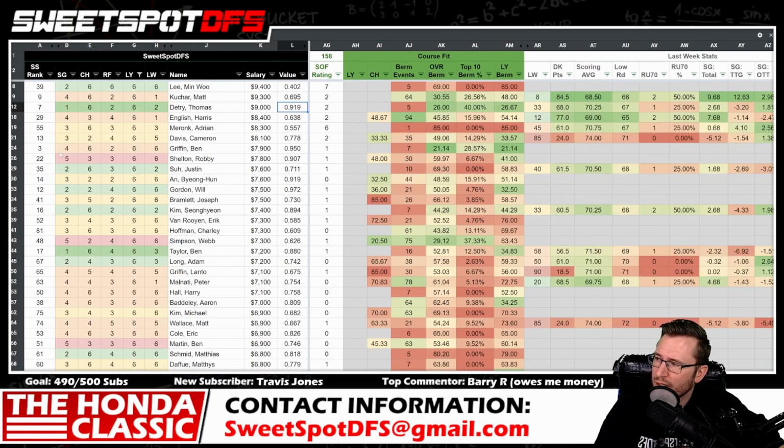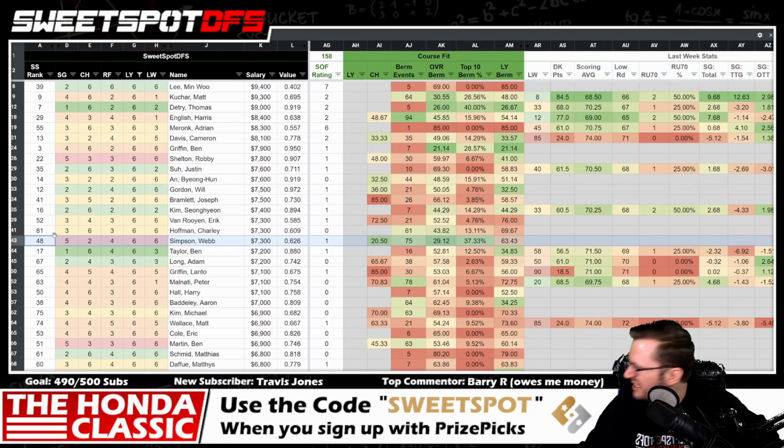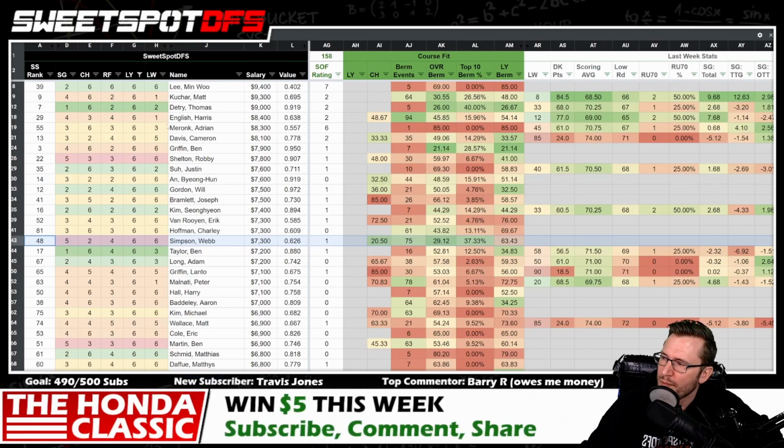So his Bermuda stats. He's the best Bermuda golfer so far in the field. Now, he only has 7 events. He has the best overall average at 21.14. 28.57 is a pretty good top 10 percentage, but you can see Webb Simpson down here is a little bit better. Ben Griffin hasn't finished worse than 60th place on the PGA Tour on Bermuda tracks. So that actually is something that interests me quite a bit.